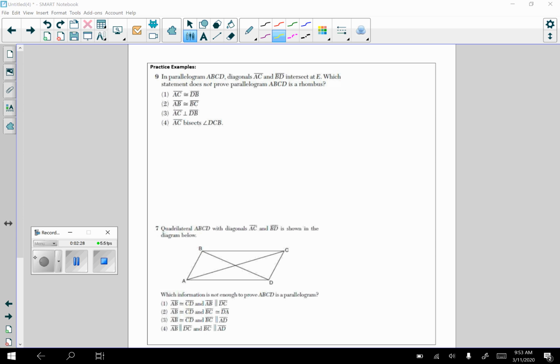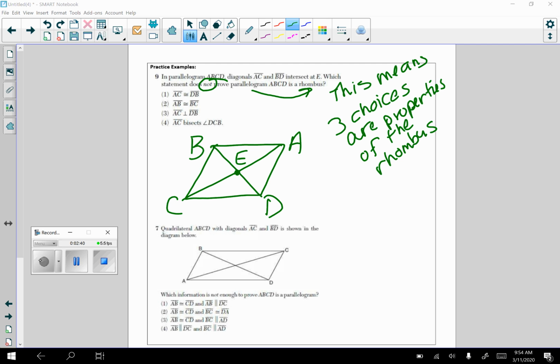In parallelogram ABCD, diagonals AC and BD intersect at E. Which statement does not prove parallelogram ABCD is a rhombus? When it says does not prove parallelogram ABCD a rhombus, that means 3 of the choices are properties of the rhombus. So I drew my picture, I labeled it.